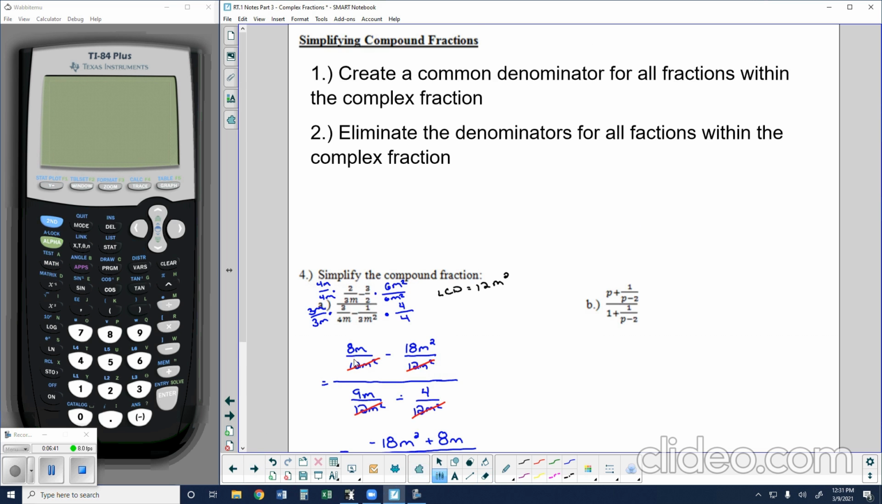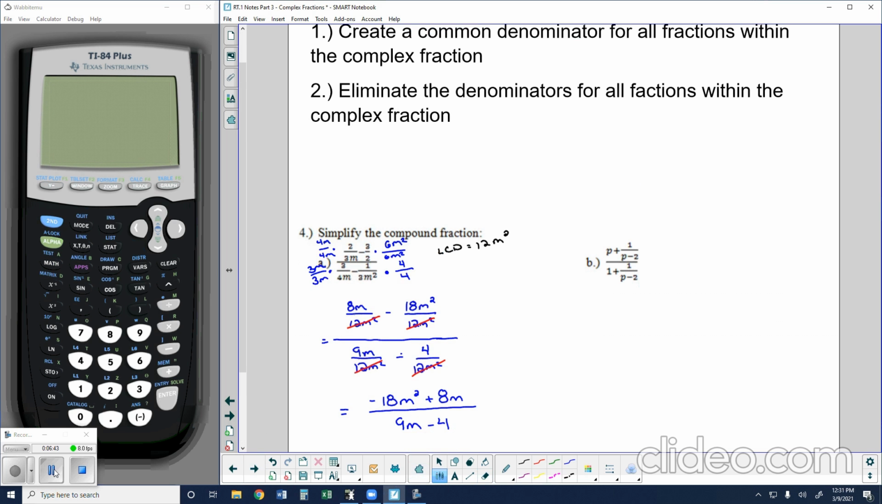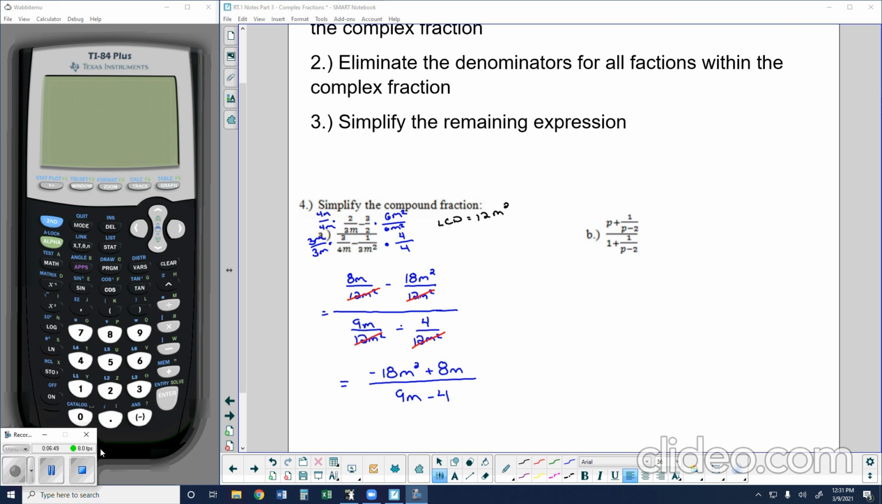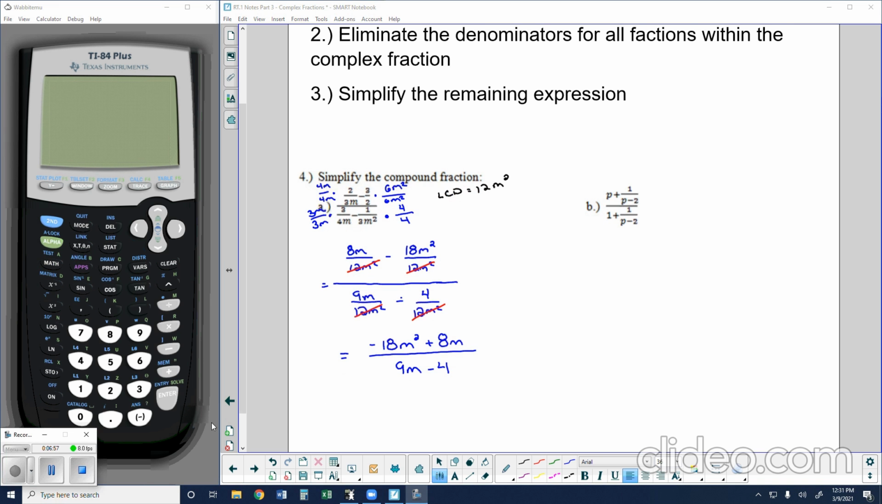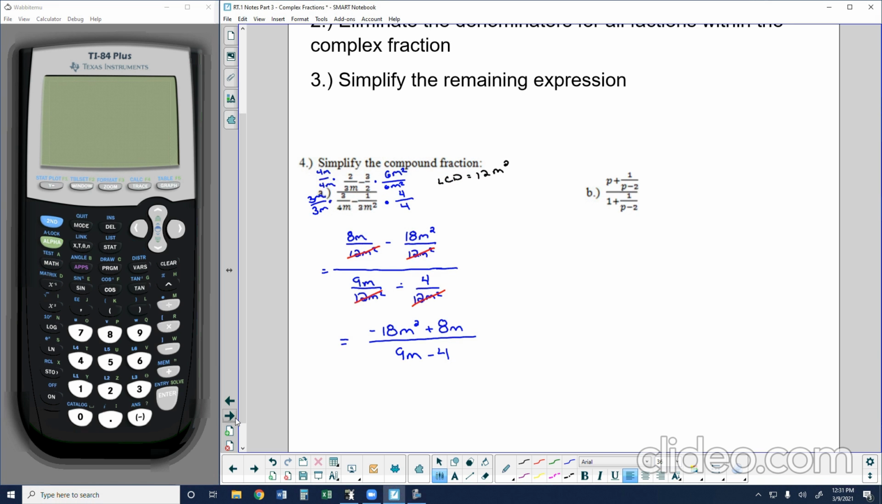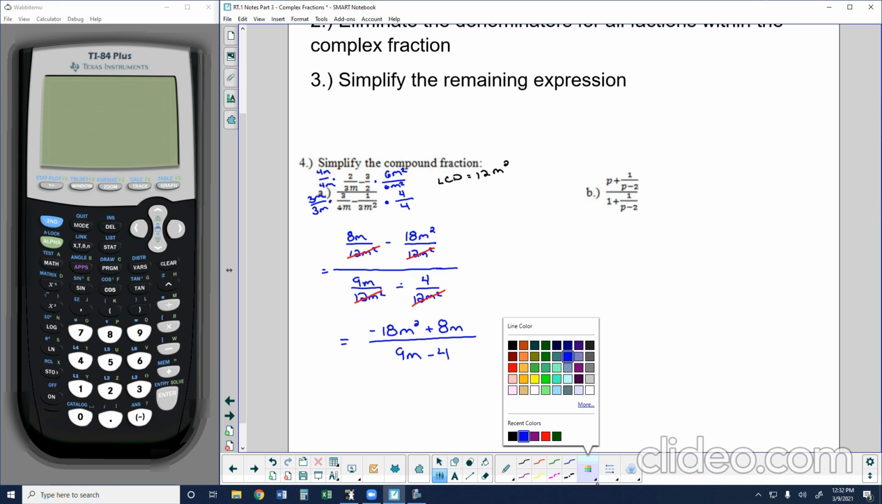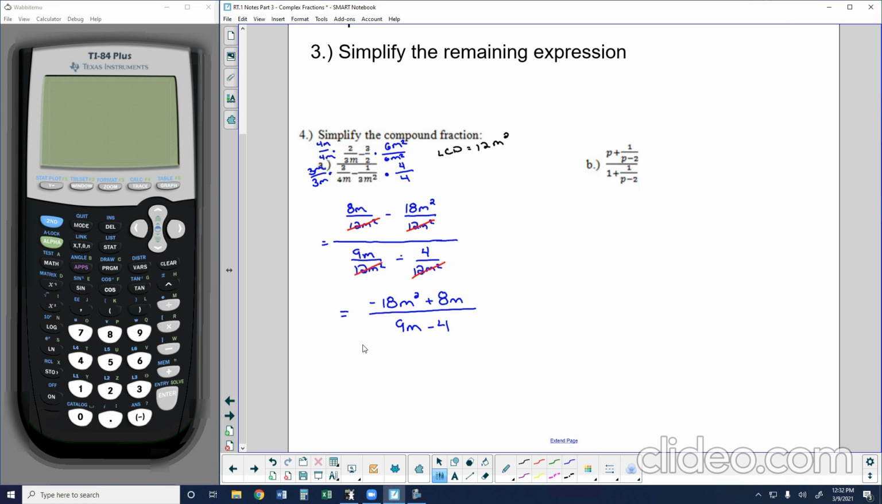Then if we can, the last step would be to simplify the remaining expression. So here I might take a look at factoring the numerator. And yes, I could factor the numerator, but I could not factor the denominator. The numerator does have a GCF, and this GCF could be 2m. Let's make it a negative 2m to make my leading coefficient positive. So I'm going to factor out a negative 2m, which would give me 9m minus 4 over 9m minus 4.